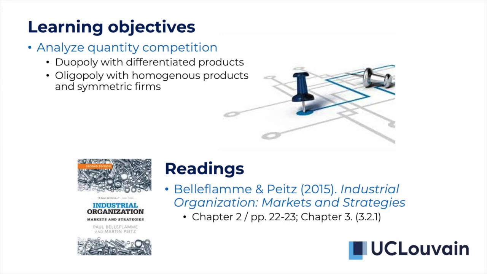We want to analyze quantity competition, first starting with a duopoly where the two firms produce differentiated products, and then we will generalize to an oligopoly and consider the case of homogeneous products and further asymmetric firms. This is based on Chapter 2 for the specific model we used, and especially on Chapter 3, Section 3.2.1 in the textbook.